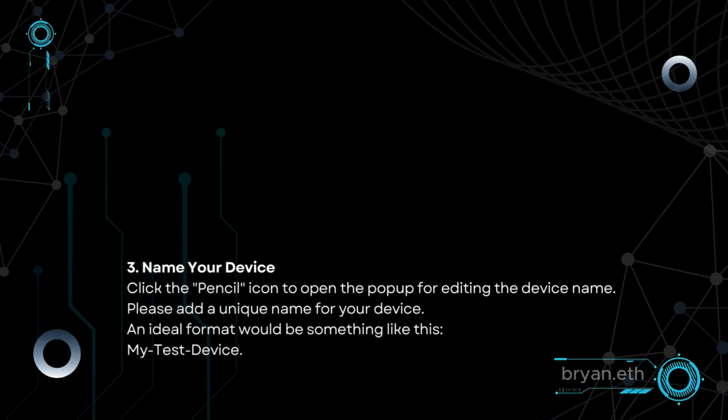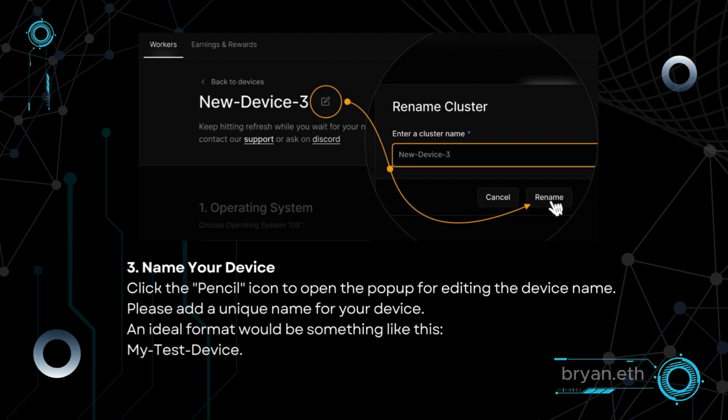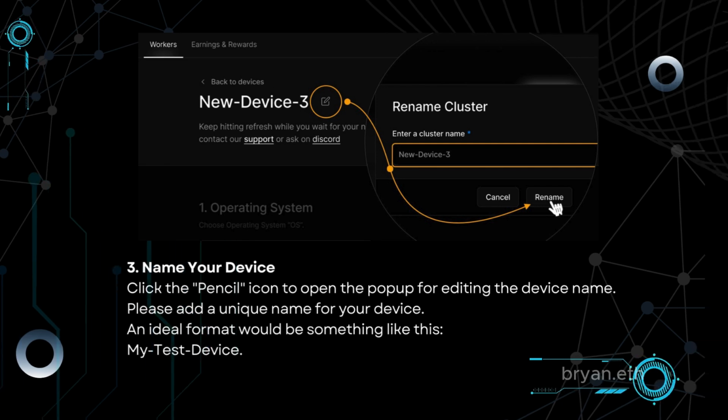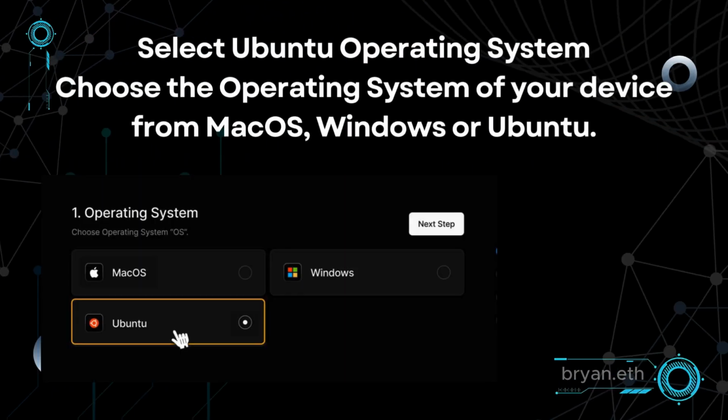3. Name your device. Click the pencil icon to open the pop-up for editing the device name. Please add a unique name for your device. An ideal format would be something like this: My Test Device. 4. Select Ubuntu operating system. Choose the operating system of your device from macOS, Windows, or Ubuntu.